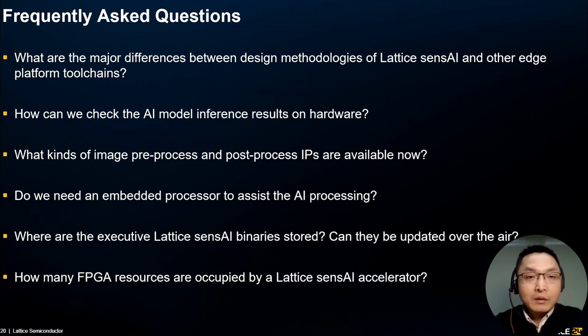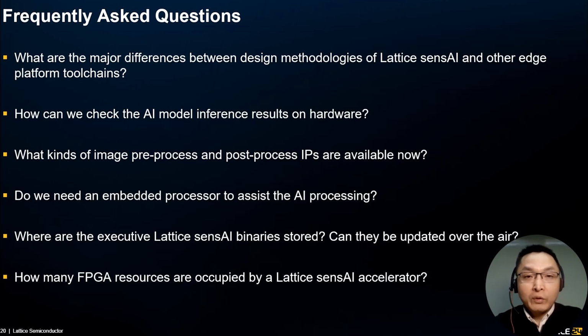The fourth question: do we need an embedded processor to assist the AI processing? I think this depends on the AI task types and the system requirements. Generally, the computation-intensive CNN operations are taken by the Sense AI accelerators. But for some flexible post-processing steps such as NMS and clustering, an embedded processor may be a better choice.